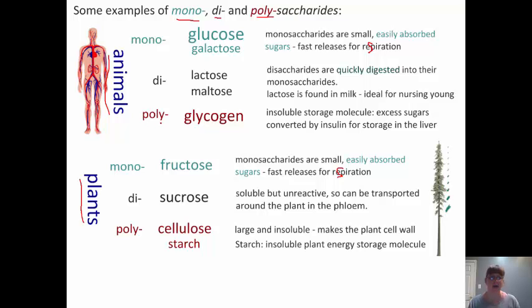The last category we have are polysaccharides, or many saccharides. Polysaccharides, such as in animals we have glycogen, are insoluble storage molecules, mainly due to their size. This is important because our excess sugars can then be converted later by insulin for storage in the liver. In plants, you have both cellulose and starch. Cellulose, as we remember, is what makes the plant cell wall. But starch is the energy storage molecule for plants, just like glycogen is the energy storage molecule for animals.